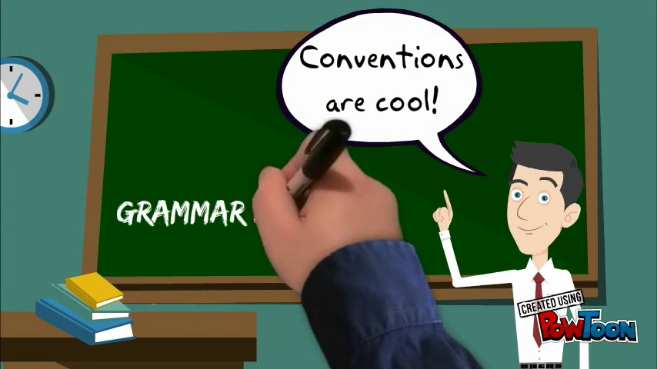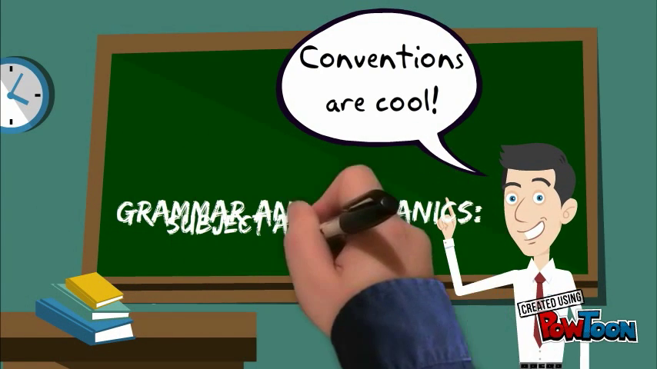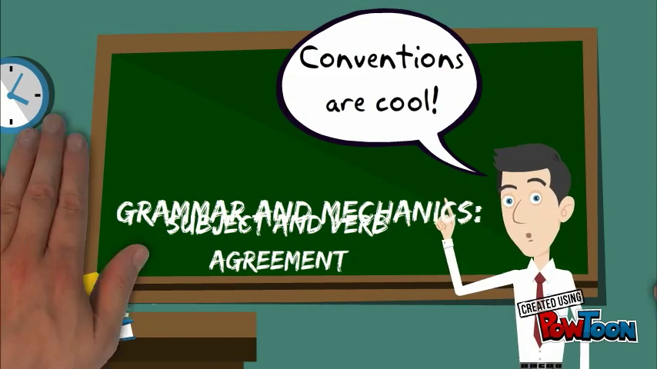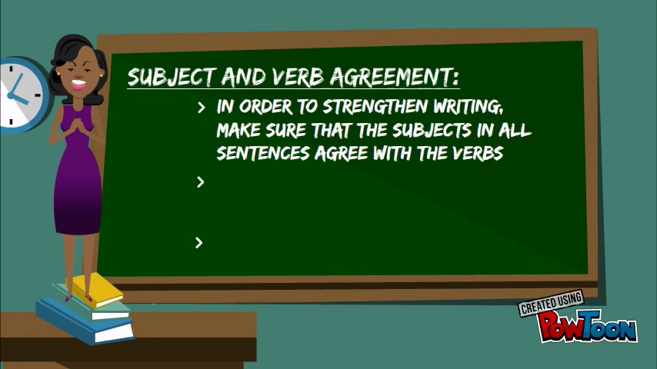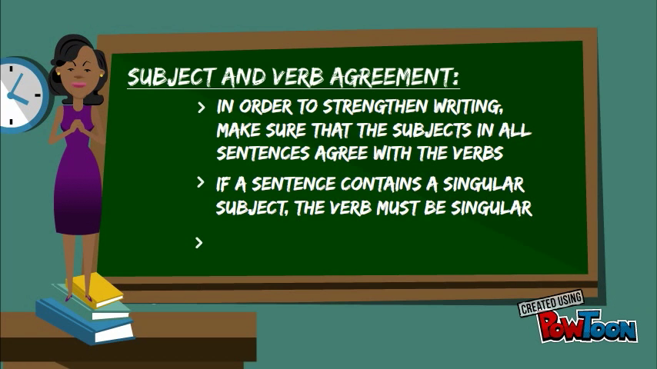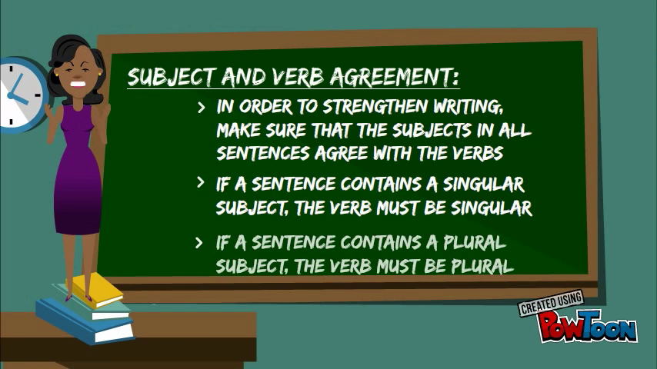Grammar and mechanics. Subject and verb agreement. In order to strengthen writing, make sure that the subjects in all sentences agree with the verbs. If a sentence contains a singular subject, the verb must be singular. That means that if a sentence contains a plural subject, the verb must be plural.